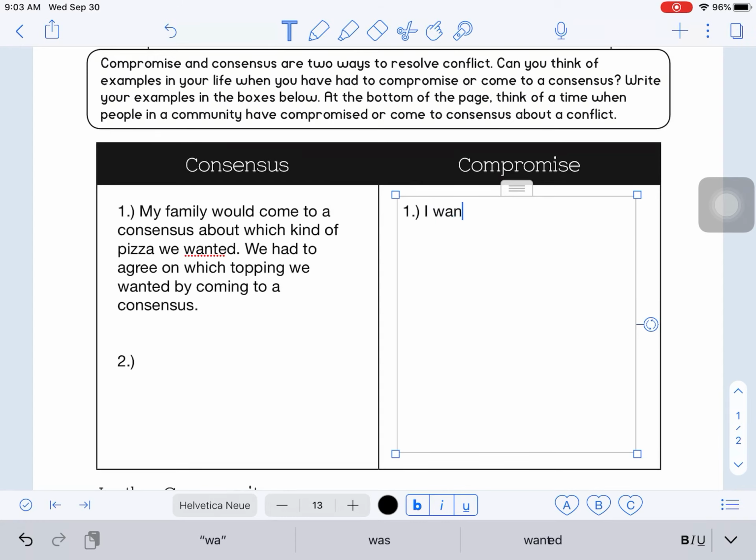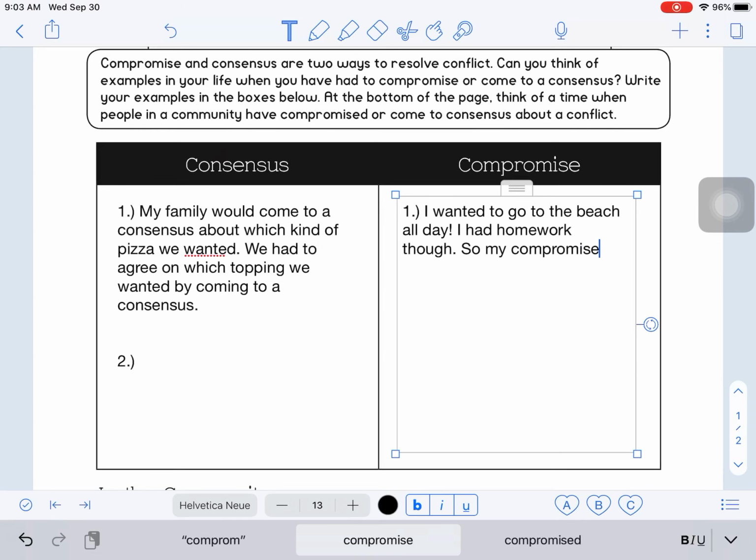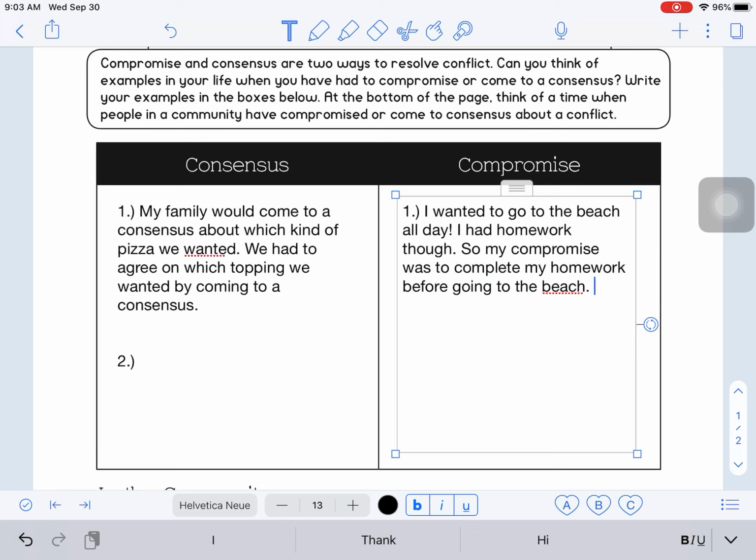So compromise. I wanted to go to the beach all day. I had homework though. So my compromise was to complete my homework before going to the beach. I was still able to go to the beach for half of the day. So that's my first example there, and you will also come up with your second example for compromise.